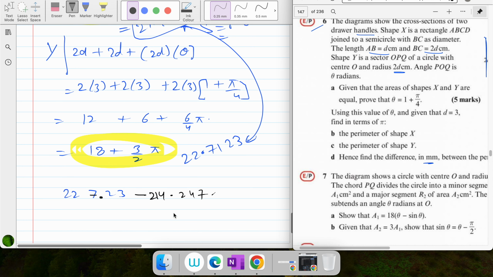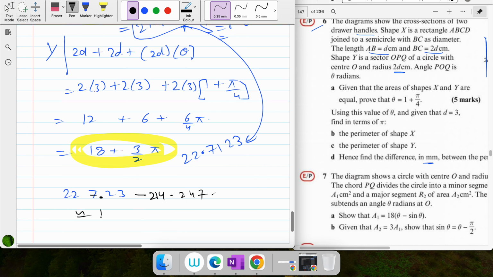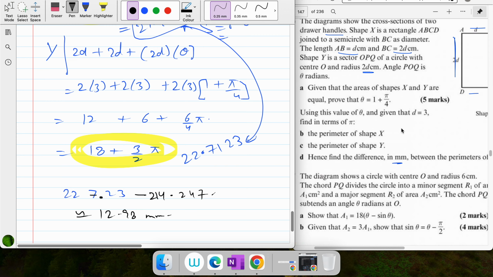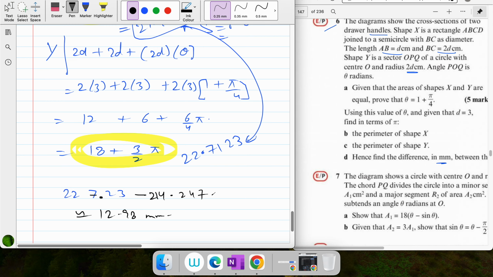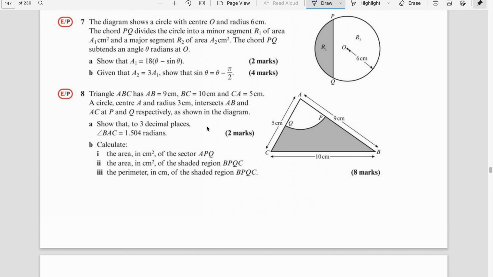So this is already in millimeters: 227.23 minus 214.25 is approximately equal to 12.98 millimeters. Any confusion? Question 7 says the diagram shows a circle with center O and radius 6 centimeters.